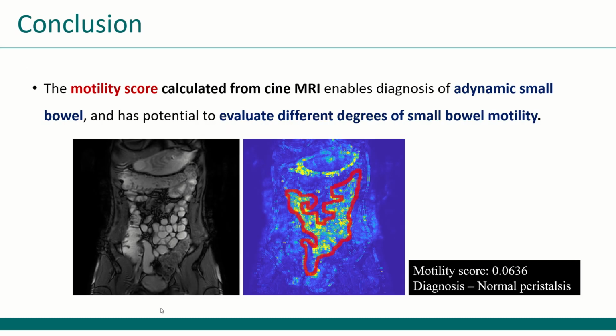In conclusion, the motility score calculated from Cine MRI allows for the diagnosis of adynamic small bowel and shows promise in evaluating different degrees of small bowel motility.